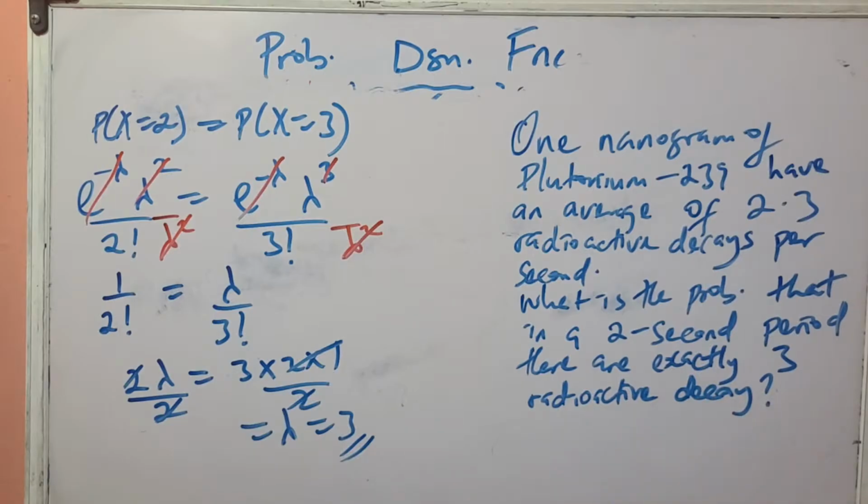All right, so if you pay attention to this question, the question said 1 nanogram of plutonium-239 has an average of 2.3 radioactive decays per second. What is the probability that in a 2-second period, there are exactly 3 radioactive decays? So I would like you to solve this in just 2 minutes. It's very simple, but there is a technicality in it that I explained already, so you have to just make use of what I've said already.